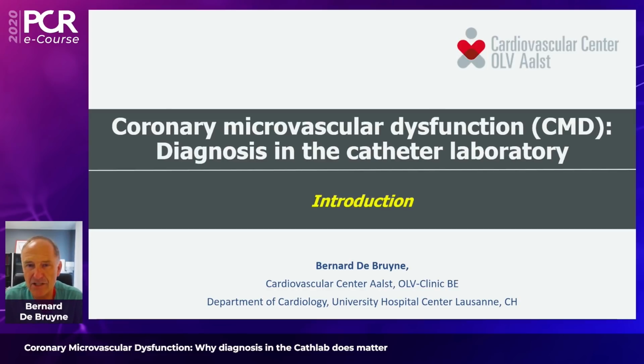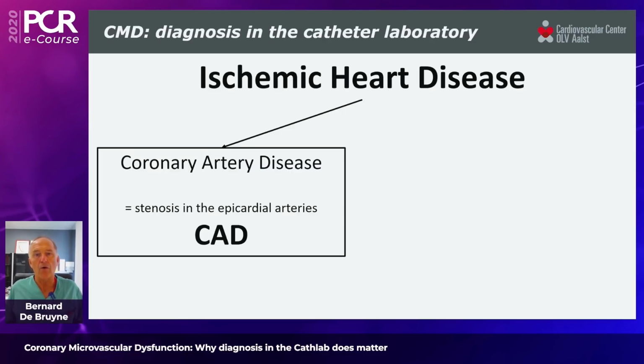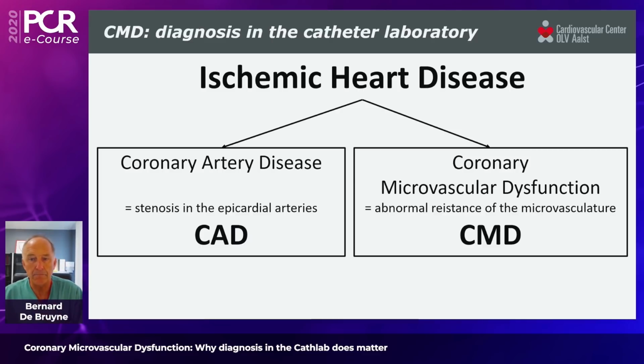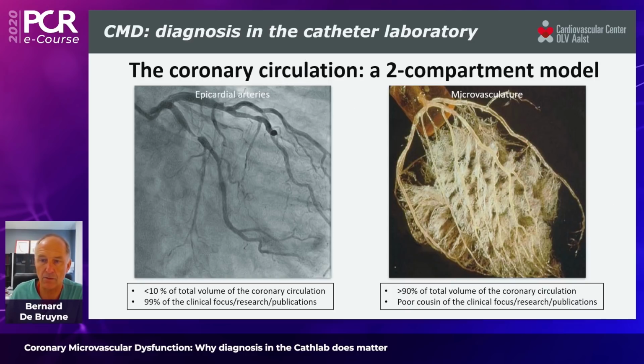It's my privilege to chair this symposium organized by Abbott Vascular and dedicated to coronary vascular dysfunction, and more precisely, the diagnosis to be made in the catheterization laboratory. Now, when we say ischemic heart disease, we very often think actually coronary artery disease. It means stenosis at the level of the epicardial arteries, and we often forget that beyond the macro circulation, there is also the micro circulation with possibly a lot of dysfunction there.